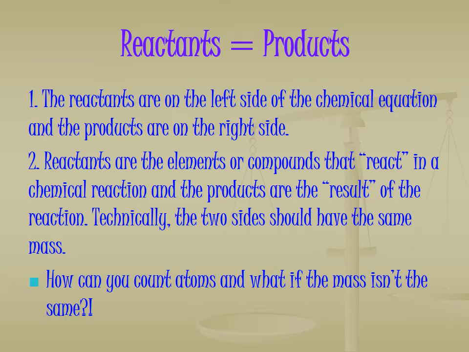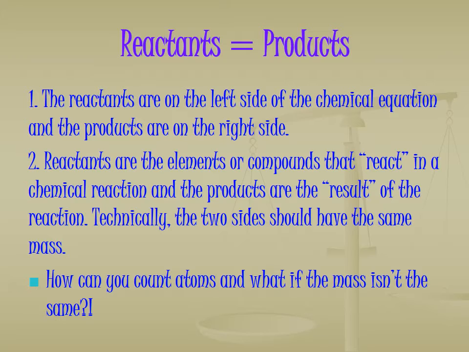So, let's get to the reactants and the products. The reactants are the left side of the chemical equation. They're the atoms on the left side that are reacting, so they are before the chemical reaction has taken place. The products are the right side. They're after the chemical reaction has taken place. So reactants are the elements or compounds that react in a chemical reaction, and the products are the result of the reaction. Technically, the two sides should have the same mass.